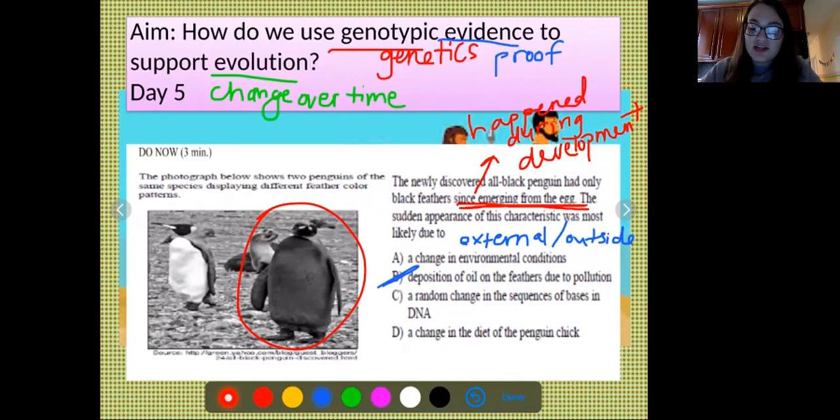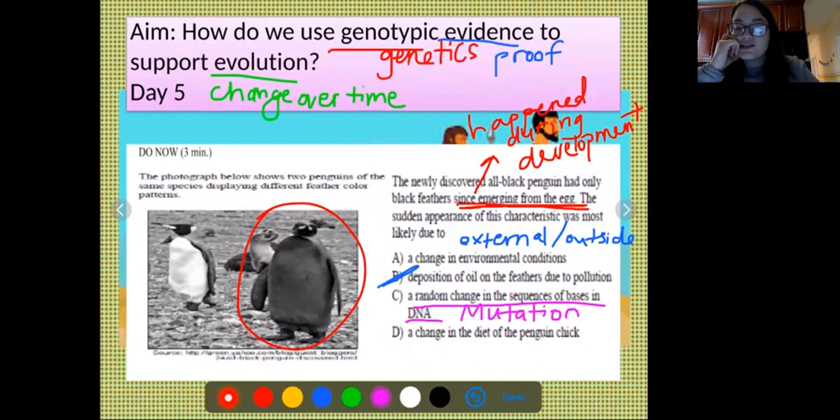C, a random change in the sequences of bases in DNA. This sounds kind of familiar. I think there might have been a vocabulary word that we gave you that describes a random change in DNA. It starts with an M. Hopefully you got that it is actually just a fancy way of saying he has a mutation. And that's something that could happen during development. So we'll come back to that one.